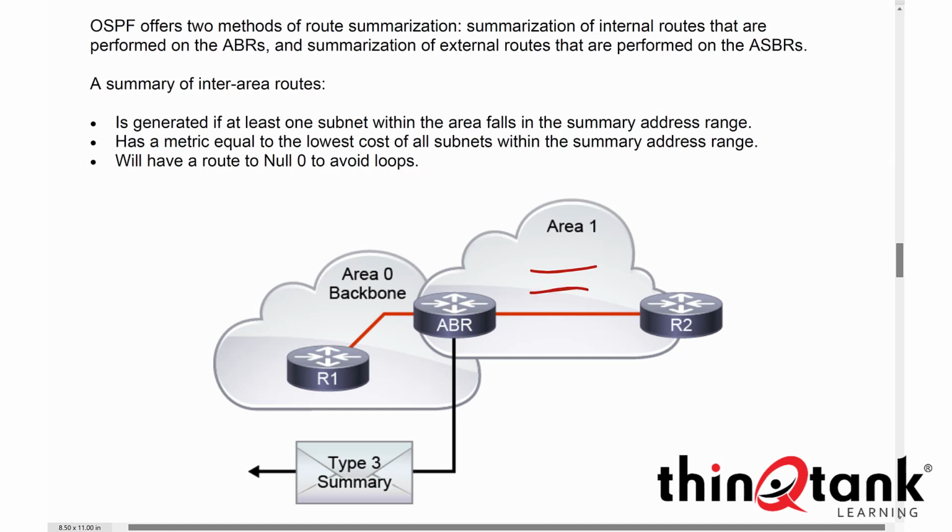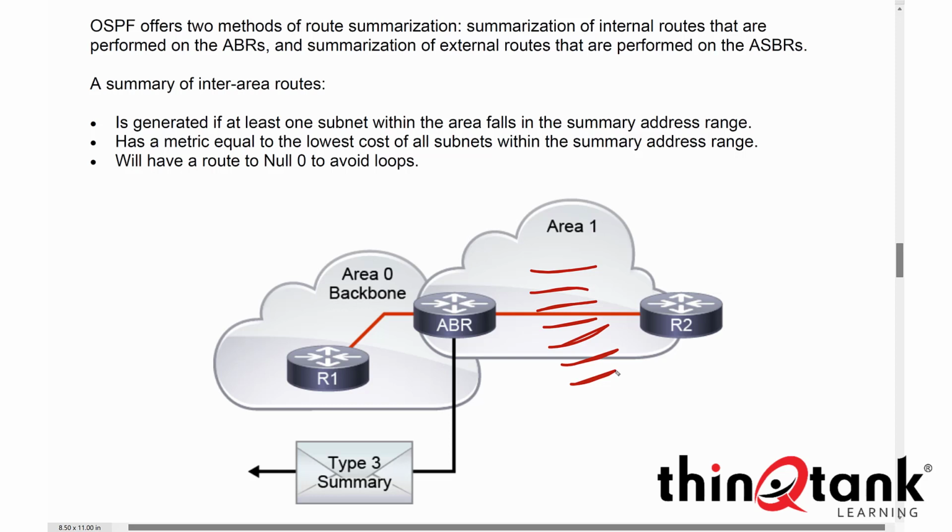Right? So let's say, for example, I have 6 or 7 different networks that I'm trying to summarize in area 1, and I'm summarizing those into the backbone. Each of those individual routes in area 1 has its own metric, right? Some of them might be the same, some might be different, but ultimately you're probably never going to see the same metric for all 7 routes.